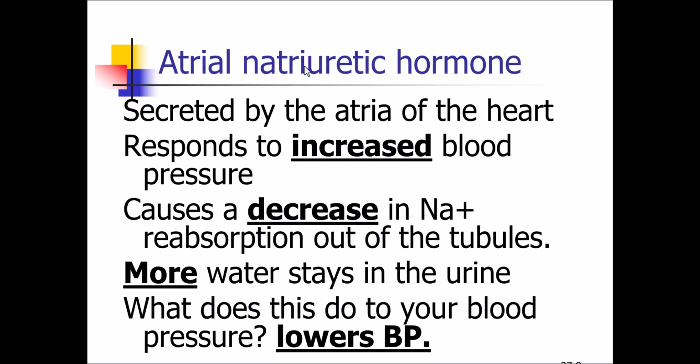This hormone is released by the heart when your blood pressure is too high. So when your heart is receiving blood into it from your vena cava and there's too much volume and the blood pressure is too high, what would your heart want to do? Your heart would want to lower your blood pressure. How does it do it? It creates this hormone. This hormone travels to the tubules of your kidney and decreases sodium reabsorption.